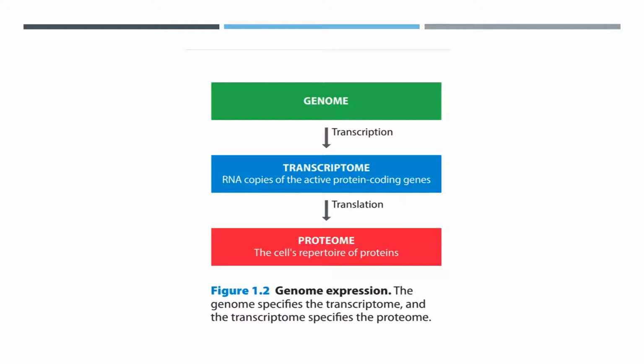First, the genome. By the process of transcription, the transcriptome is formed: RNA copies of the active protein-coding genes. Then by translation, the proteome is formed. The proteome is the cell's repertoire of proteins.